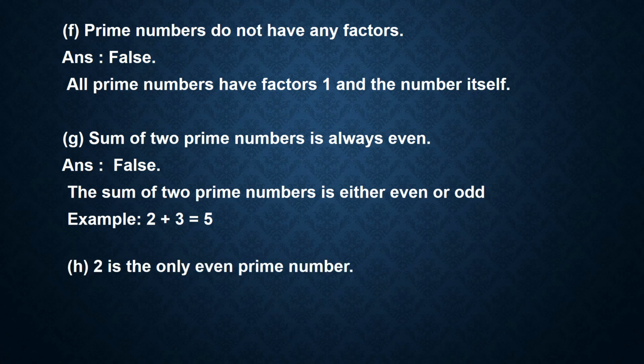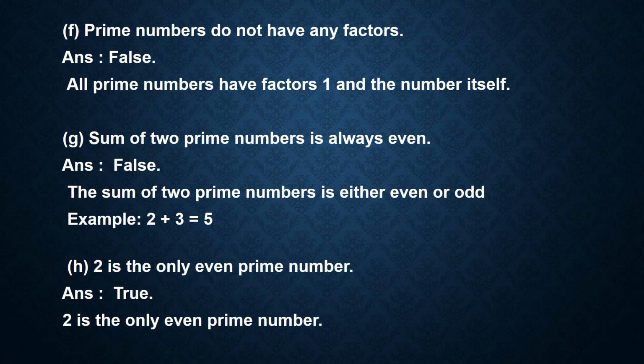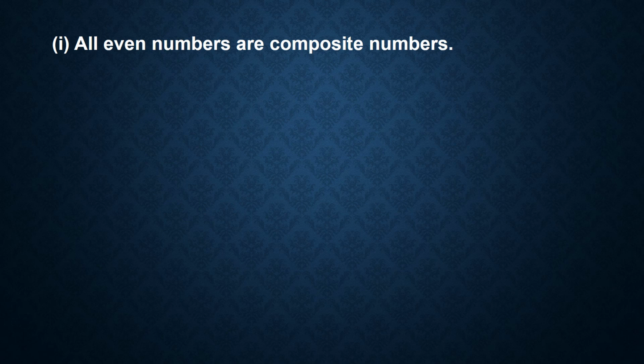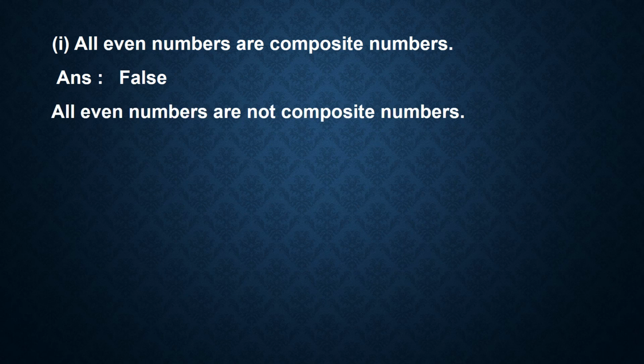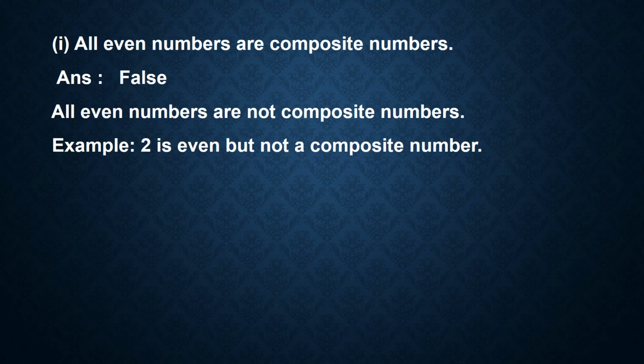Next part. 2 is the only even prime number. True. 2 is the only even prime number and the rest of the prime numbers are odd. Next part, all even numbers are composite numbers. False. All even numbers are not composite numbers. Example: 2 is an even number but not a composite number. 2 is a prime number.